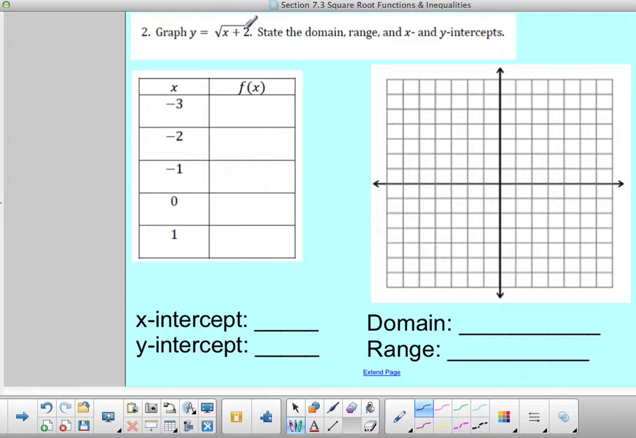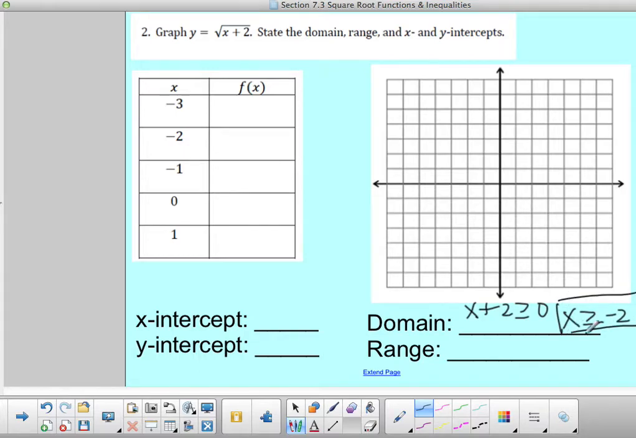Okay, the reason is if what's underneath here has to be greater than or equal to 0 is because you cannot take the square root of a negative. Okay, so my domain would be that x plus 2 has to be greater than or equal to 0. And then you solve that. I would subtract 2 to the other side, so x has to be greater than or equal to negative 2.